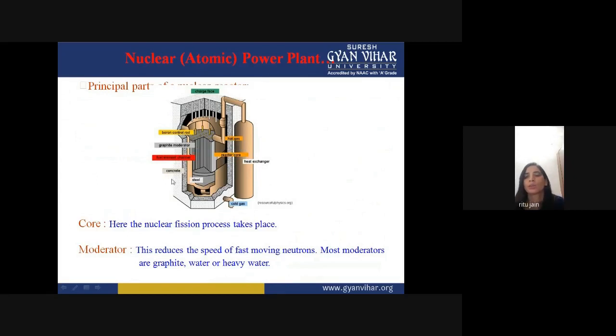Okay, so what is a moderator, which is very important? A moderator reduces the speed of fast moving neutrons. Most moderators are graphite, water, or heavy water. So, in the form of a moderator, we can use graphite, water, or heavy water.